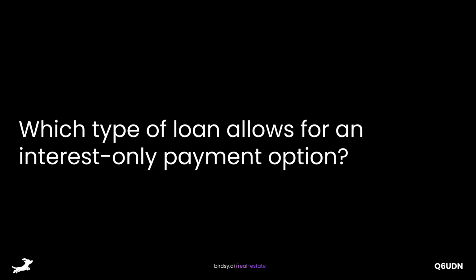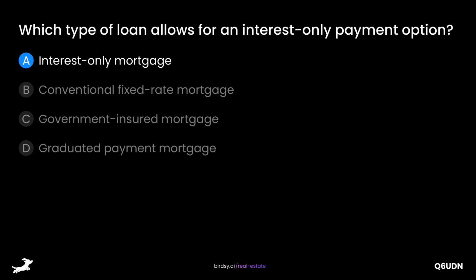Which type of loan allows for an interest-only payment option? Is it A, interest-only mortgage? B, conventional fixed-rate mortgage? C, government-insured mortgage? Or D, graduated payment mortgage? The answer is A, interest-only mortgage.